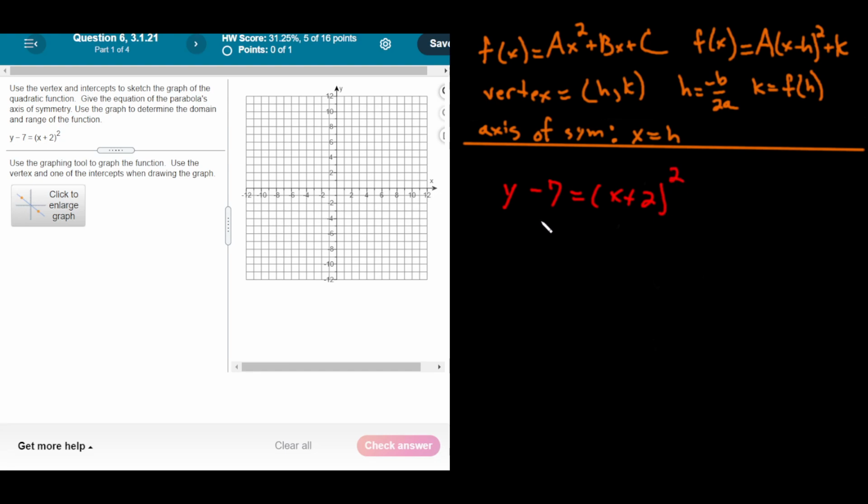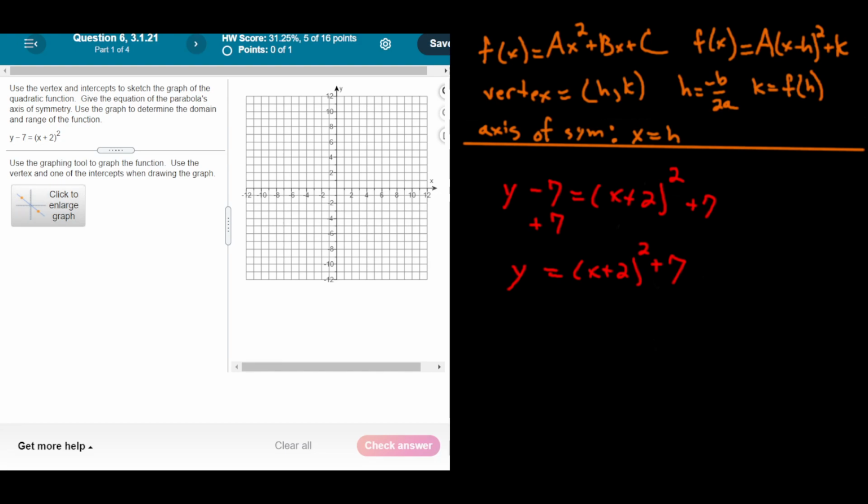So we have to get the y by itself. Always make sure your y is isolated. So we're going to add the 7 to both sides. And so we get y is equal to (x plus 2) squared, plus 7, just like that. So it looks like the vertex form up here. So we're ready to rock, I think. I think it's safe to say.